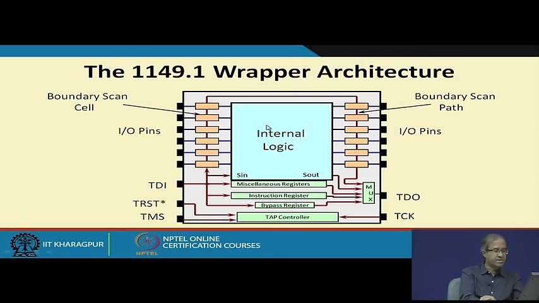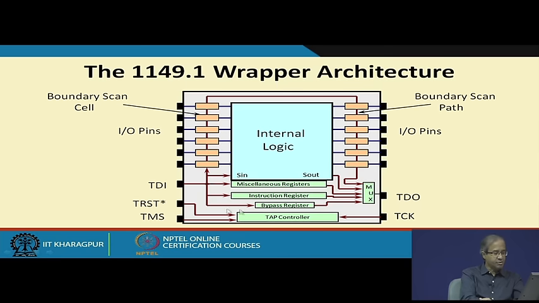Now, in addition, there are some registers, like an instruction register which can hold the test instruction that is being loaded. There is a bypass register which can help you skip this chip and go to the next chip if required, and there can be other miscellaneous registers, multiplexers and connections. And these special signals, 5 of them are shown. The one marked with a star is optional, but the other 4 are mandatory signals.